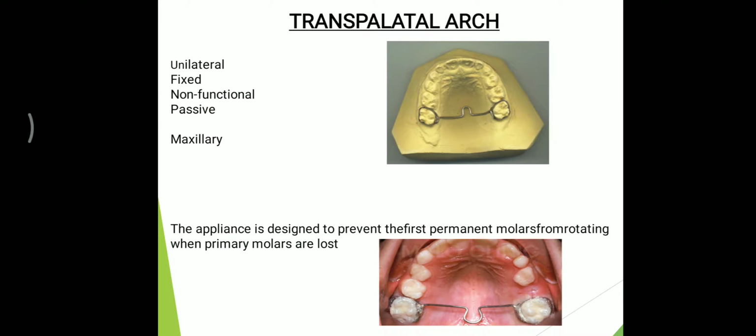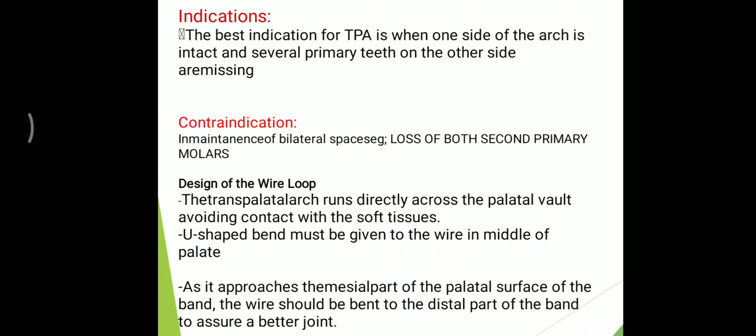Now let's see about the transpalatal arch. It is mainly used for unilateral, fixed, non-functional, and passive, and mainly maxillary. The appliance is designed to prevent the first permanent molars from rotating when primary molars are lost. The indication is that the best indication of the transpalatal arch is when one side of the arch is intact and several primary molars on the other side are missing. The contraindication is in maintenance of bilateral spaces, for example loss of both second primary molars.